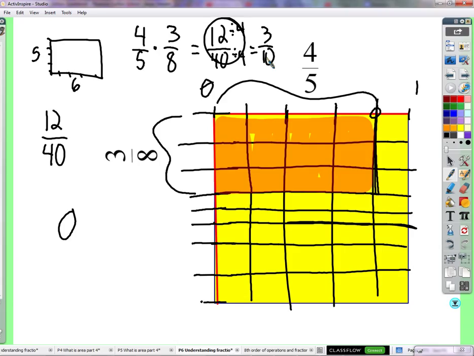Okay, we did well today. Let's work together to figure out why. How can we make these 12/40ths in the picture into 3/10? Simplify.